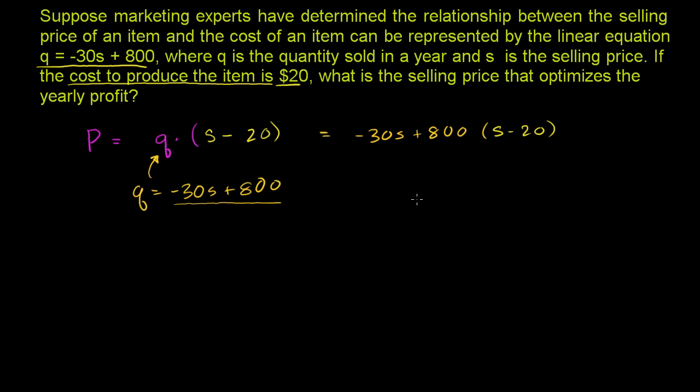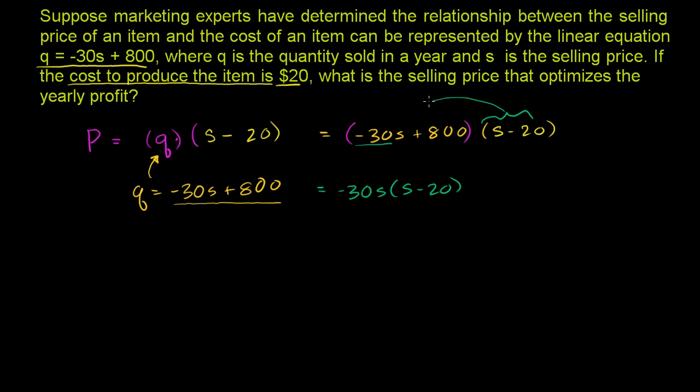Let me be very clear. This whole thing is Q. We want to make sure we're multiplying this whole expression times this entire expression right over there. And so let's do that. Let me just distribute it out. This is going to be negative 30S times S minus 20, plus 800 times S minus 20.